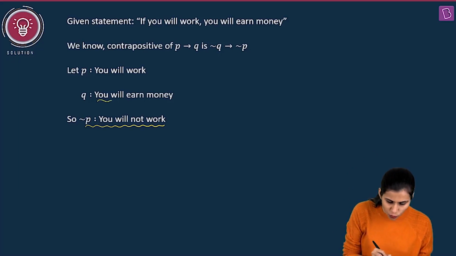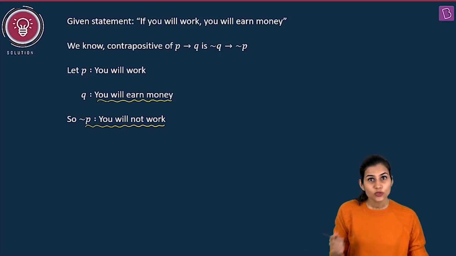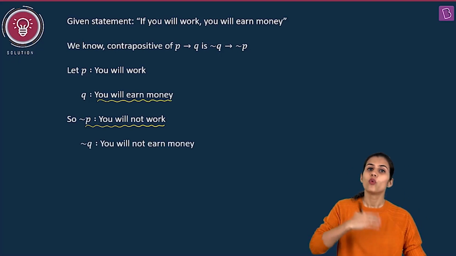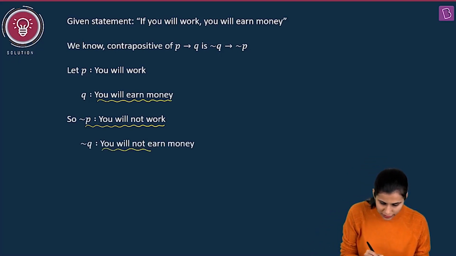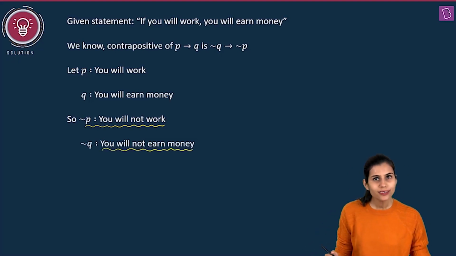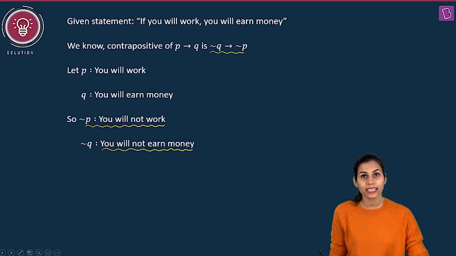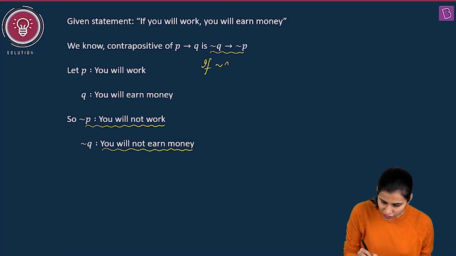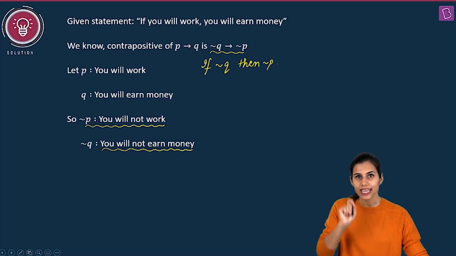Now Q says you will earn money. So negation Q will be what? You won't earn money. That is, you will not earn money. Cool? So now we need the contrapositive, which is negation Q implies negation P. That means if negation Q, then negation P. That's the contrapositive that I need to frame.